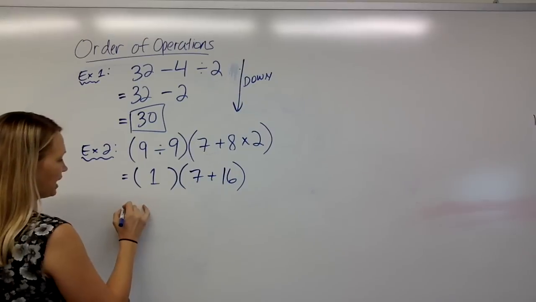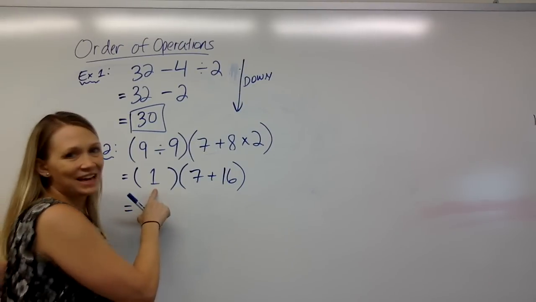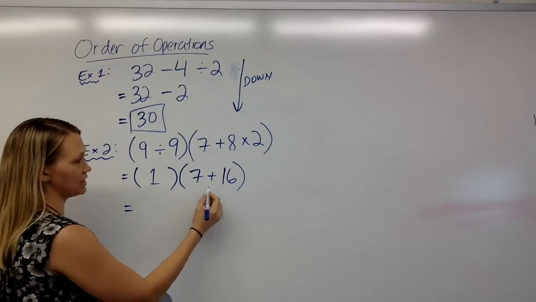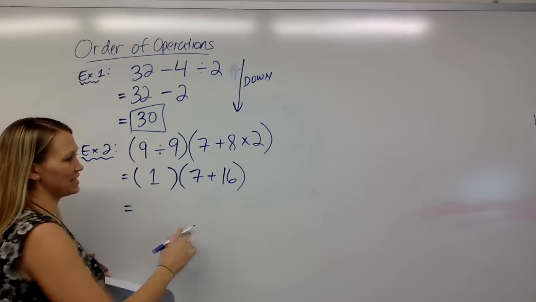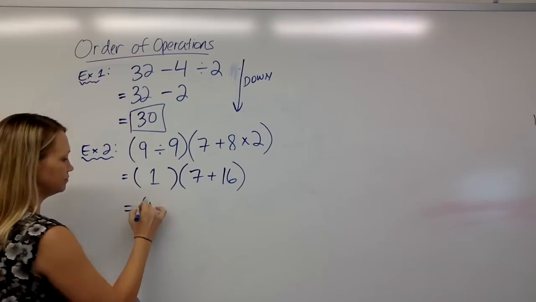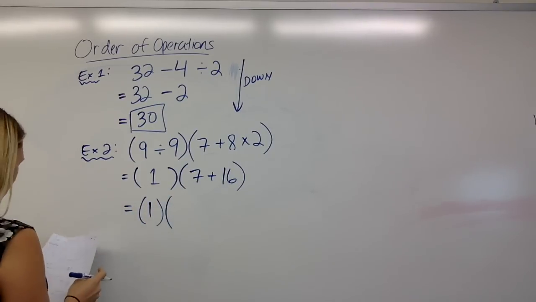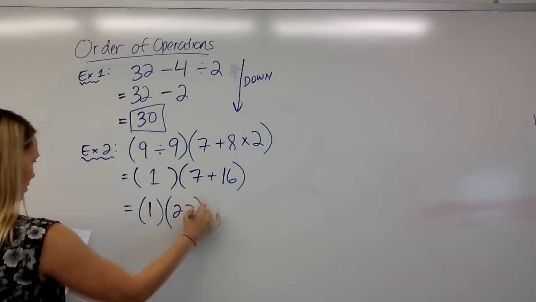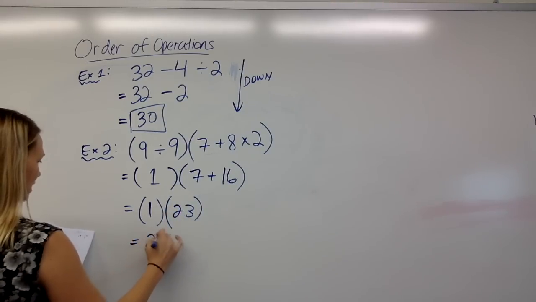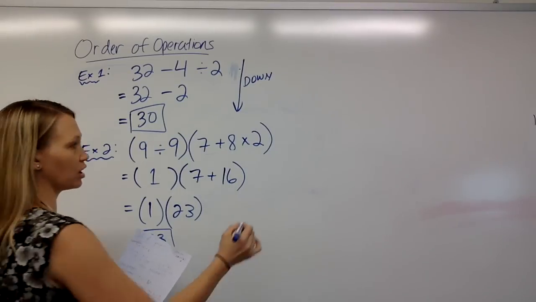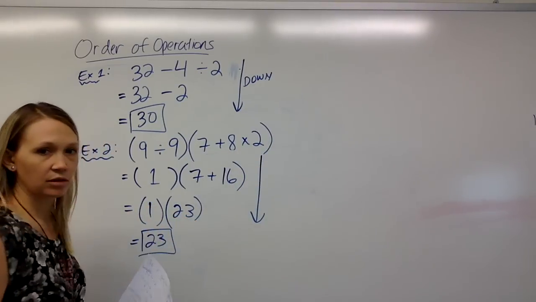Let's break that down again. 1 times anything is just itself, right? So I'm going to take 1 times whatever this is. So what is 7 plus 16? 1 times 7 plus 16. So that's going to be 23. So we know that 1 times anything is itself, so we get 23 as our final answer. Again, I showed all my work going down.